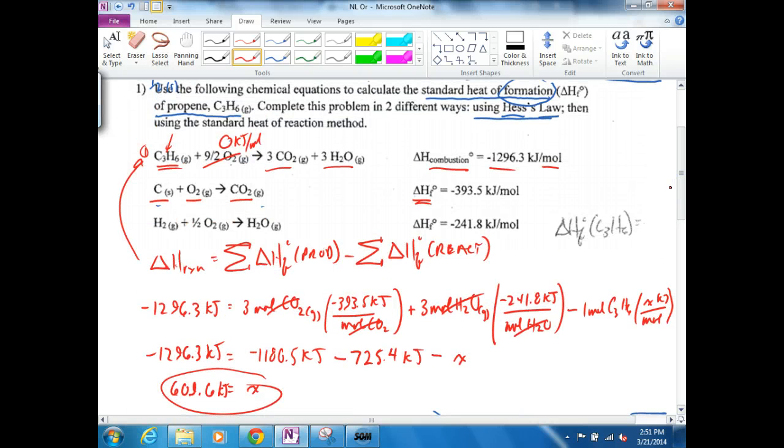Really, the primary difficulty with this question is that you need to really understand what this means right here. The heat of formation.